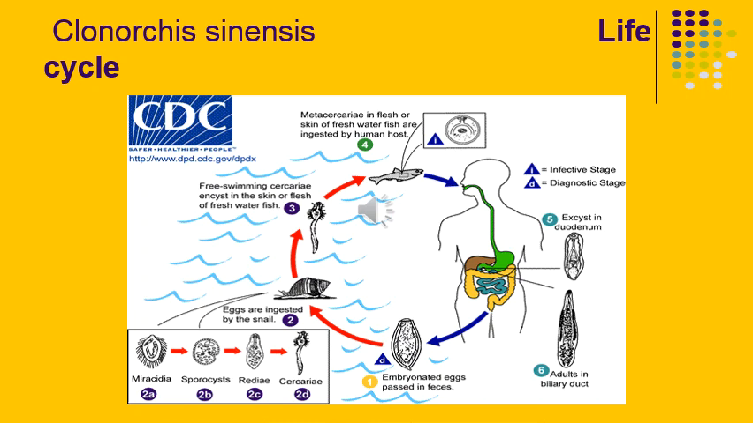Metacercariae in the flesh or skin of freshwater fish are ingested by humans, the host, or other carnivores which eat these infected fish. And what happens after that? The metacercariae will transfer in the body and excyst in the duodenum, and after that they can go to the peritoneum and they will transfer to the liver. And after growing up, making adults in the biliary duct, they will produce the eggs which can go out in the feces.